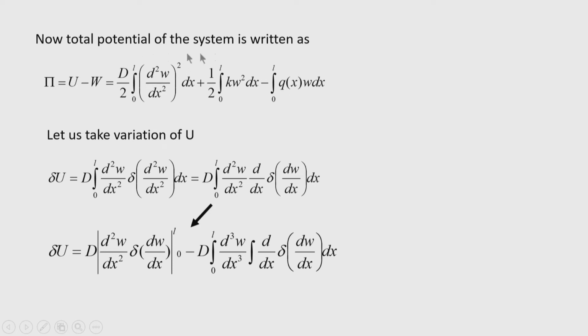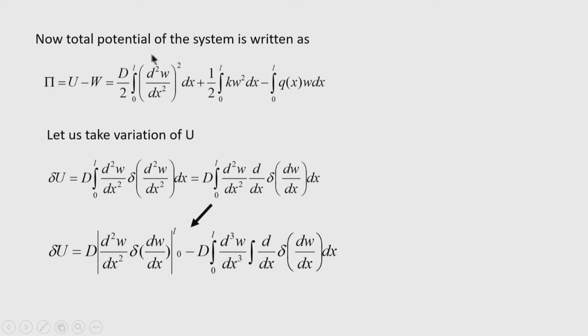Okay. In order to find out the differential equation and boundary condition, I told you that we have to take the variation of pi. So, take the variation of U, delta U. Variation is an operator just like differentiation. So, this delta U means the quantity inside, whatever U is, U is D by 2 integral 0 to L (d square w by dx square) whole square, that has to be operated with the variational operator delta. So, the small delta operation is done here.